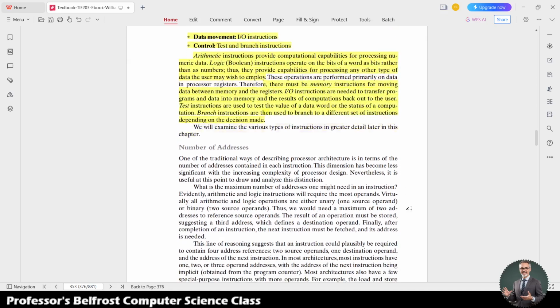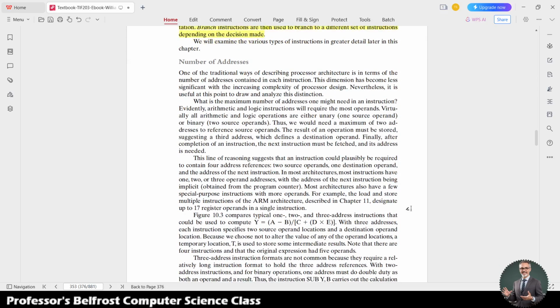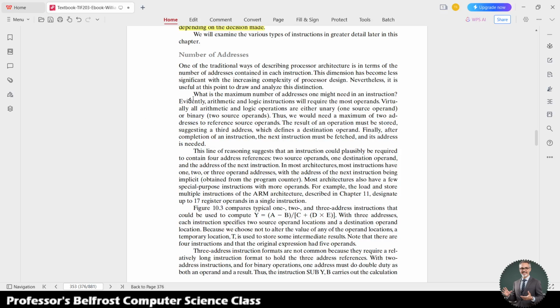Now we enter a new topic: number of addresses. So here is the critical point. What is the maximum number of addresses one might need in an instruction? Evidently, arithmetic and logic instructions will require the most operands. Virtually all arithmetic and logic operations are either unary or binary.